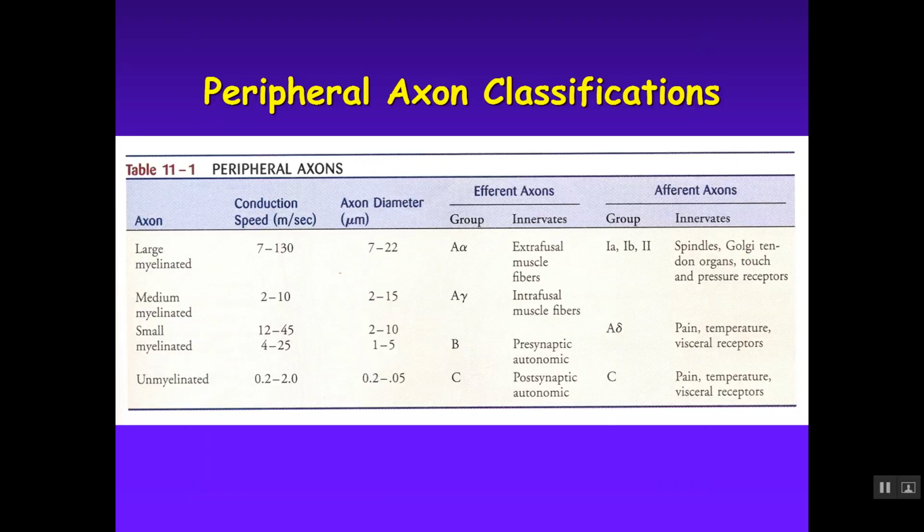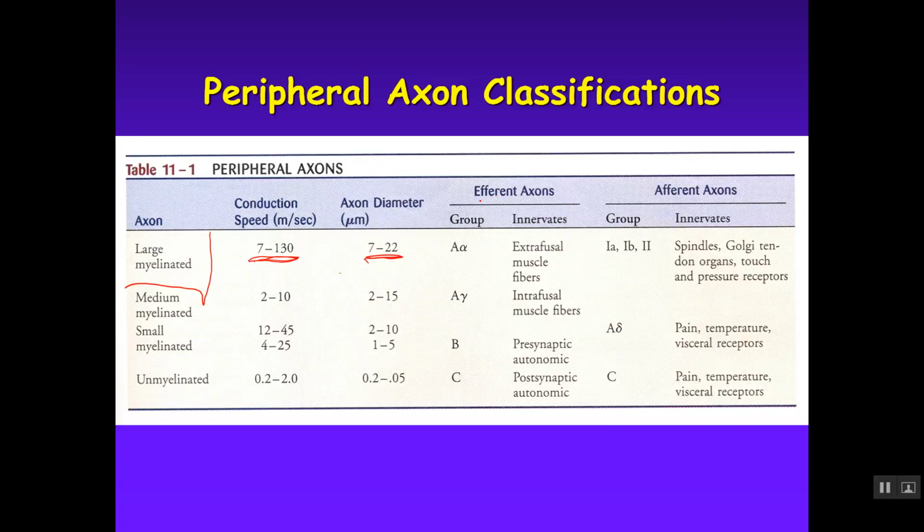This is review here for you guys. Peripheral axon classifications. We've already talked about all this. So this is the axon right here. You have large myelinated, medium myelinated, small myelinated, and unmyelinated. These are typical conduction ranges, and you can see they can vary quite a bit. Here's 7 to 130, even for a large myelinated. It depends on how myelinated and just how large it is. These are the diameters.